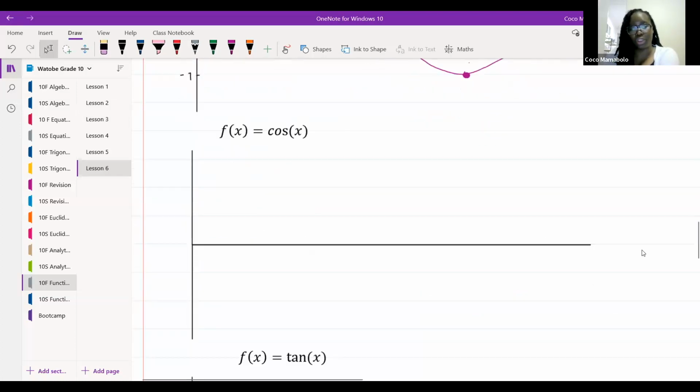Let's talk about the cos graph, guys. We're going to do the same thing. That's 1, -1, 0.